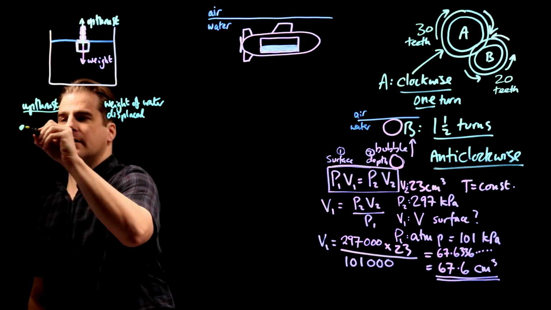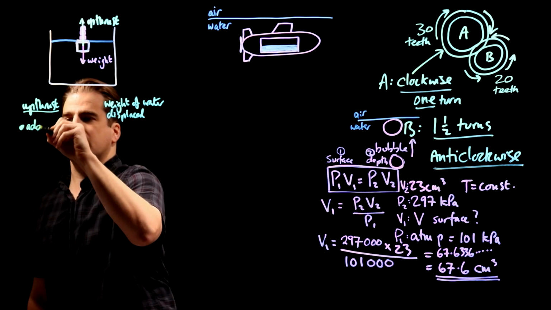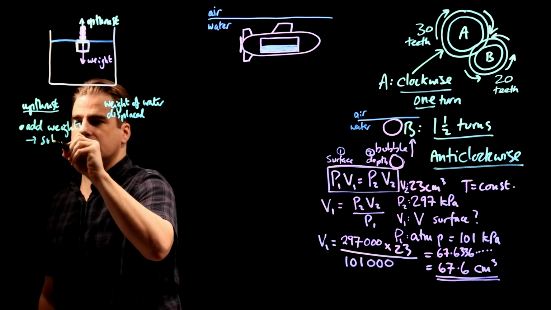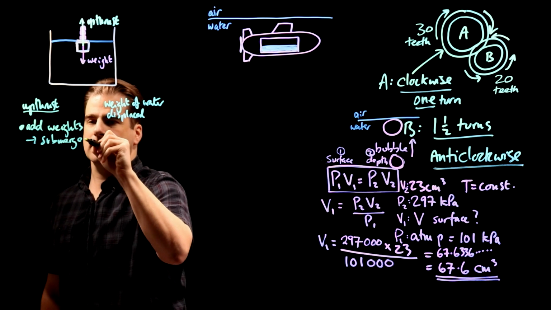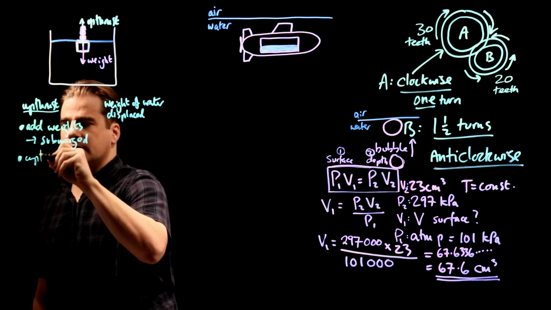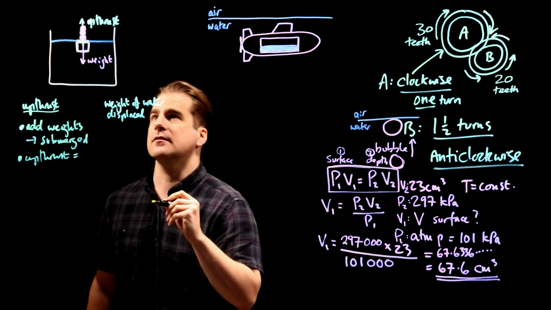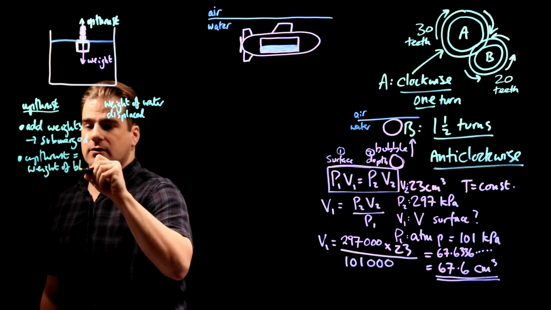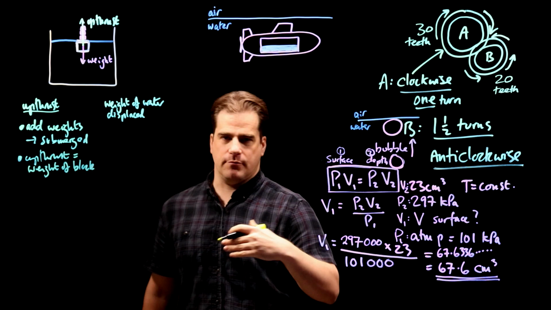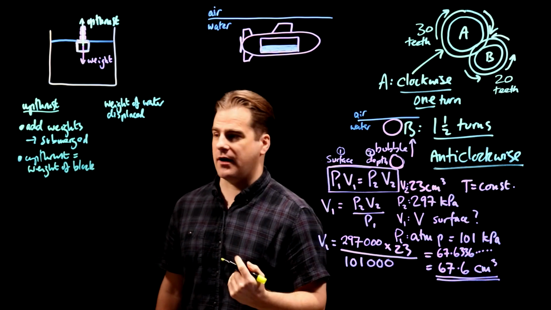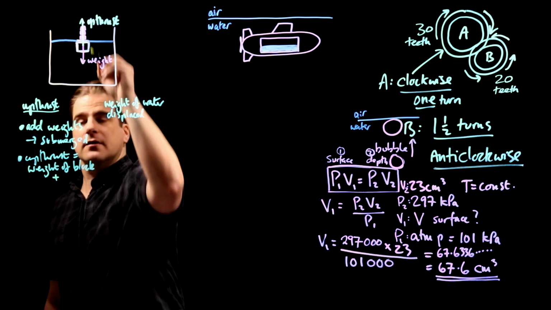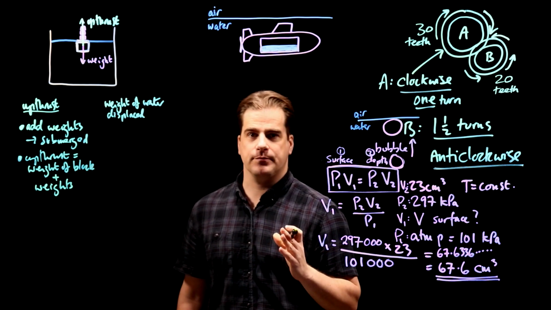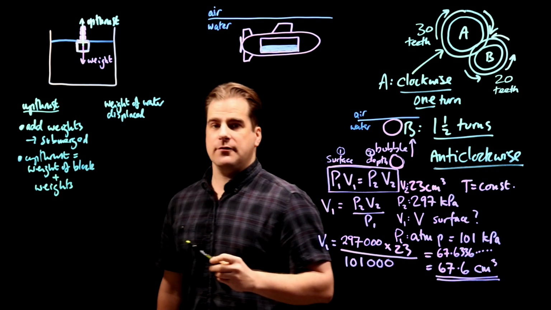So upthrust: add weights until it's submerged. And then the upthrust equals the weight of the block, which she can weigh before she does this, ideally, so it's still dry. Weight of block plus however many weights she added. Okay? Good. Now, what about the weight of the water displaced?